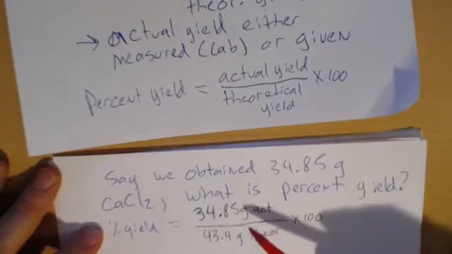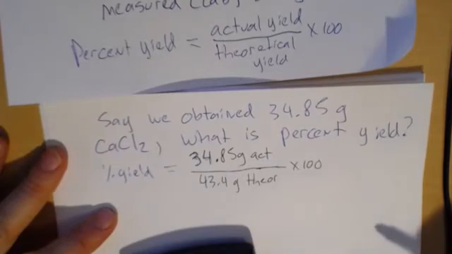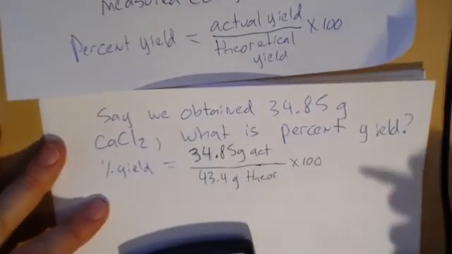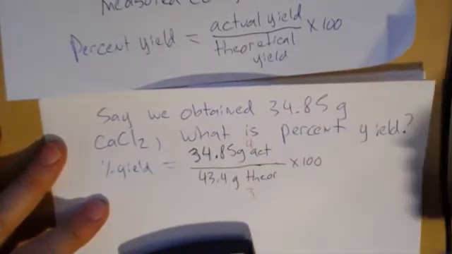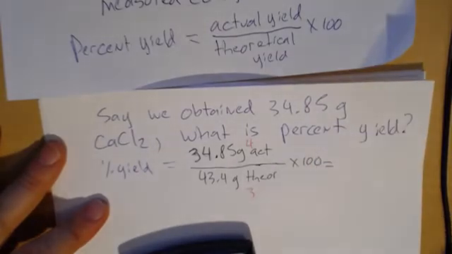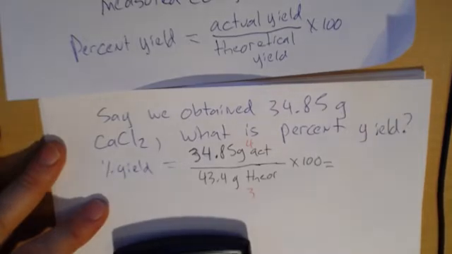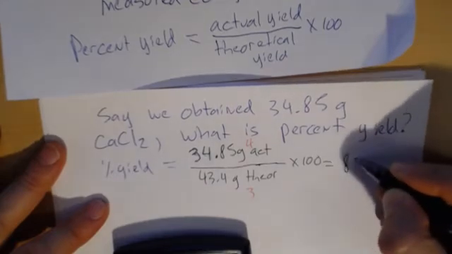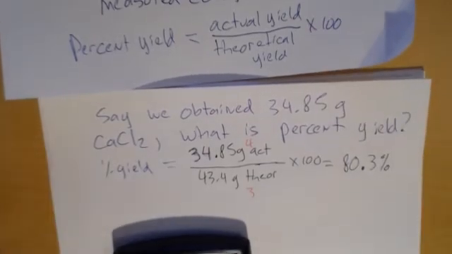And then if I look at this, how many sig figs are on the top? Let's move it up. How many sig figs on the top? How many sig figs on the bottom? So it looks to me like four on the top and 3 on the bottom. So my answer should have 3. So that would be 34.85 divided by 43.4, times 100, 80.3% would be my yield.